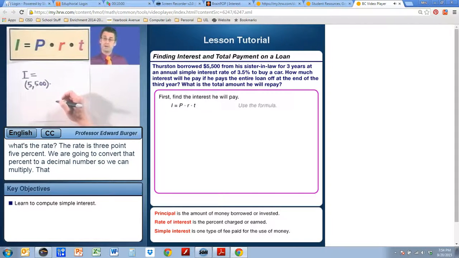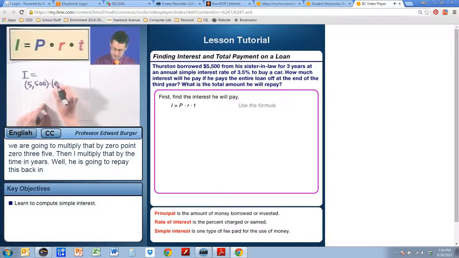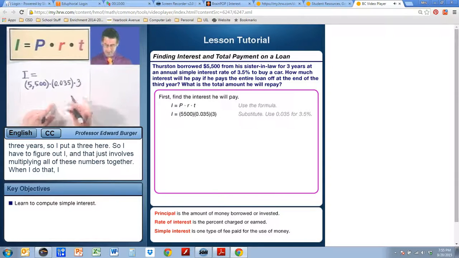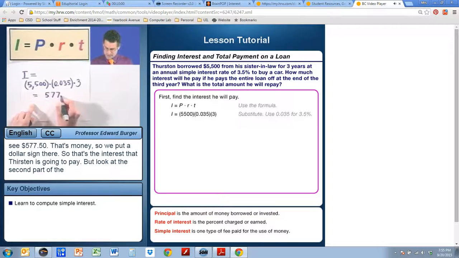The rate is 3.5%. Now, we're going to convert that percent to a decimal number so we can multiply. That means we take 3.5 and divide it by 100, or the shortcut, move the decimal point 2 units to the left. And so we're going to multiply that by 0.035. And then I multiply that by the time in years. He's going to repay this back in 3 years, so I put a 3 here. And so I have to figure out I, and that just involves multiplying all these numbers together. And when I do that, I see $577.50. And that's money, so we put a dollar sign there. So that's the interest that Thurston's going to pay.